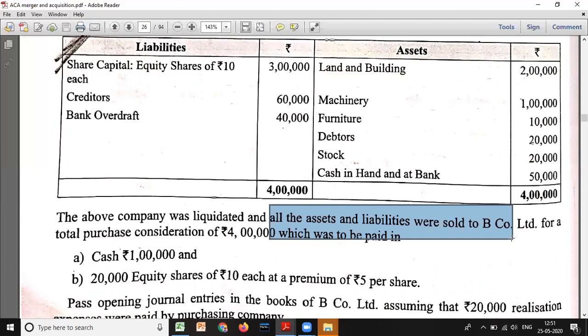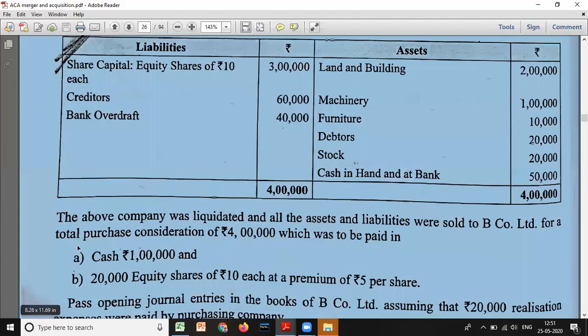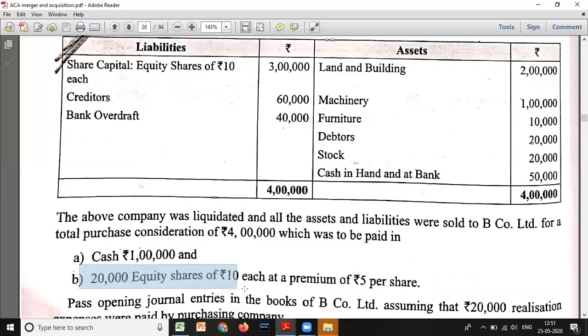The second one is what? The PC should be discharged only through issue of equity shares. Look at here. The PC amount is paid in cash 1 lakh and 20,000 equity shares. So out of 4 lakh, they're taking payment in cash also, not only equity shares. What about the merger condition? All purchase consideration should be discharged only through issue of equity shares except fractional shares. So that means it is not a merger, it is purchase method. So now we have identified that it is an amalgamation in the nature of purchase. We are done with identification of method.